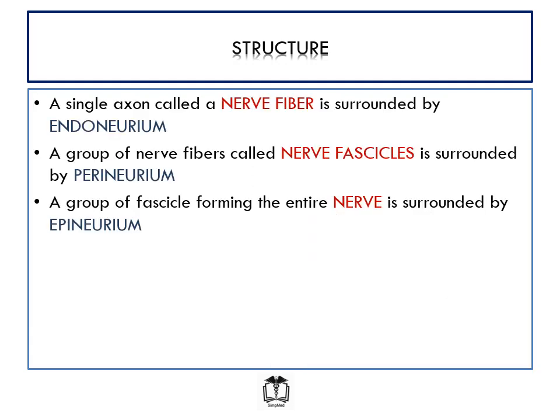So just to repeat what I said before, a single axon will give rise to a nerve fiber, and that will be surrounded by an endoneurium. When we have a collection of nerve fibers with their endoneurium, we call that a nerve fascicle, and that is surrounded by the perineurium. And then finally, when we have a collection of fascicles, that will give rise to a nerve, and that is surrounded by an epineurium.